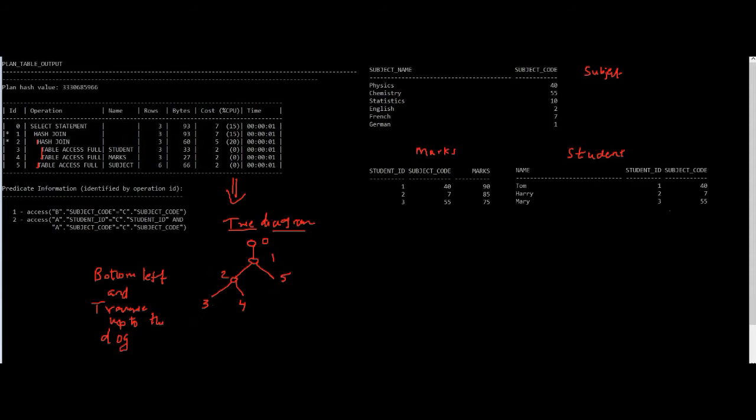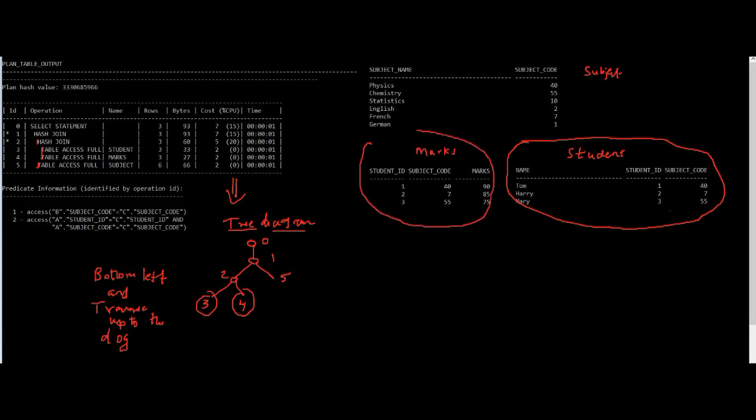So it goes to number 3 and says that it has to access the student table. This is a full table access, so it gets name, student ID and subject code, and then it goes to the marks table, which is at number 4. This is also a full table scan. As you can see, it has these two data sets in two buffers. Now what it does is a hash join on these two data sets. This is a hash join.